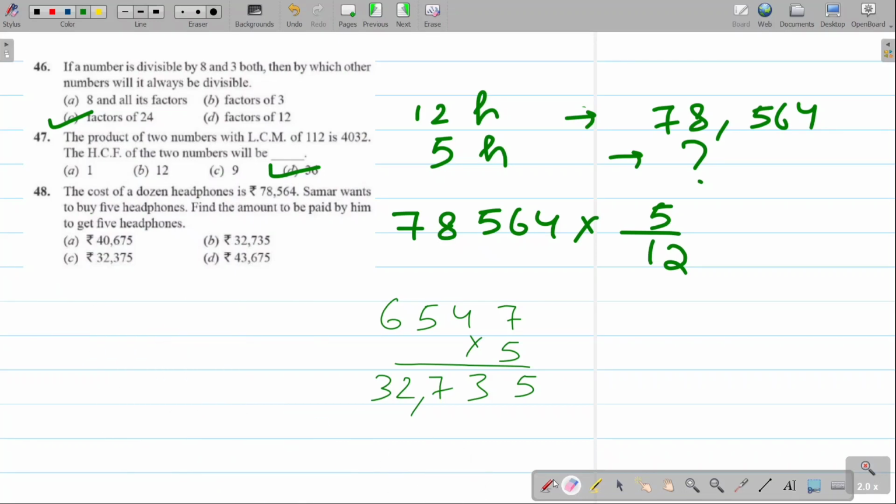Anyway, so this is the answer, 32735, and it is only in option number B. So it is option number B. Moving to the next question. The next question is in the next slide.